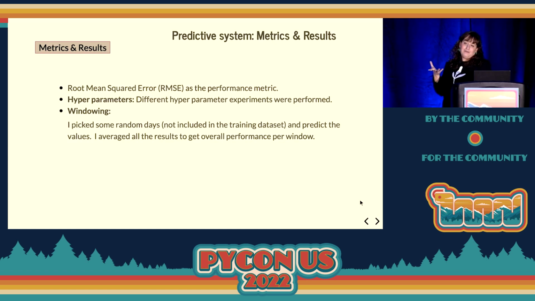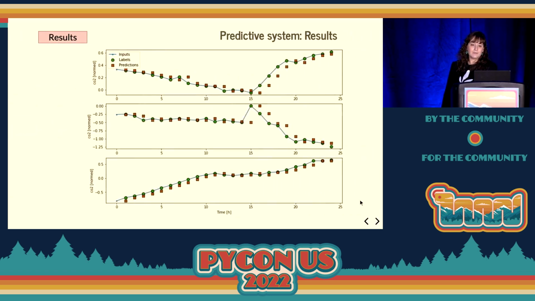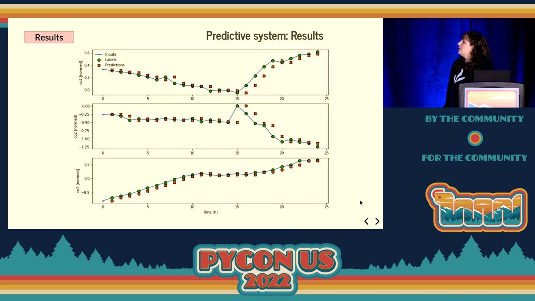But you need to be aware that each window is going to have its own performance, because you may have a lack of data in some window, or something happened, or a lot of things could be. And here I show you some results that I considered really interesting to see. In blue, we have the input. In green, we have the labels. And in orange, this cross is the prediction.